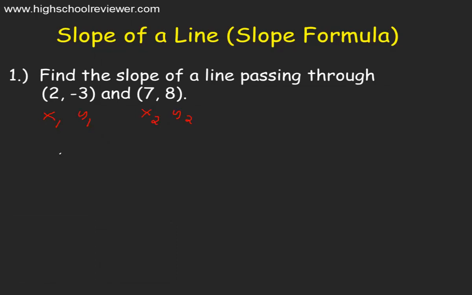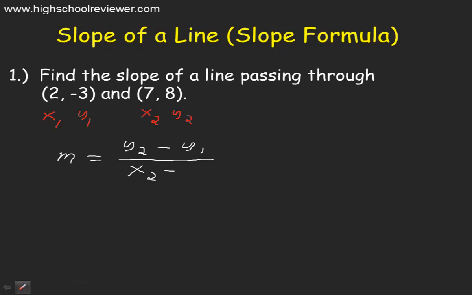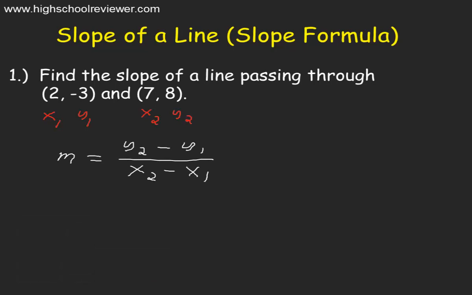So the formula for the slope is m is equal to y sub 2 minus y sub 1 all over x sub 2 minus x sub 1. And then we will just substitute the given. Our y sub 2 is positive 8 minus y sub 1, which is negative 3, so this is negative 3, all over our x sub 2, that is positive 7 minus x sub 1, which is positive 2.